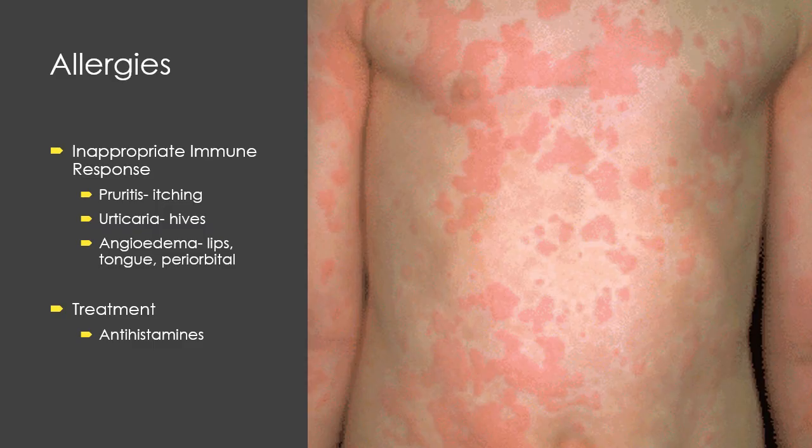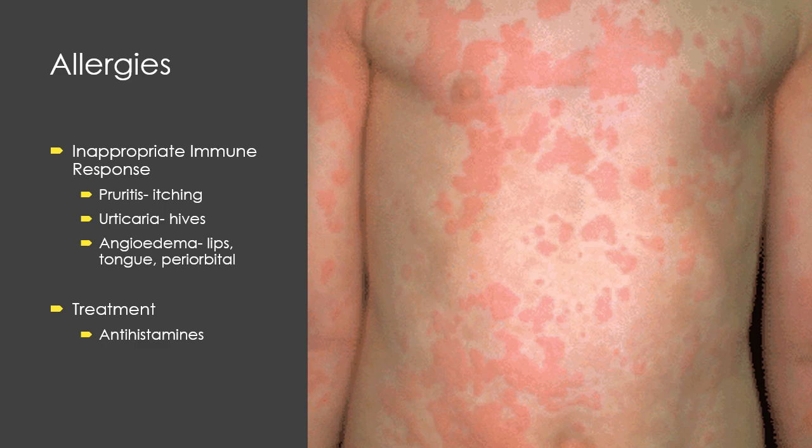Allergic reactions occur when there's an inappropriate immune response. Both the inflammatory and immune responses are activated, resulting in pruritus, which is itching, urticaria, which are hives, seen here, and possibly angioedema, which is swelling of the lips, tongue, and the periorbital areas, so facial swelling.